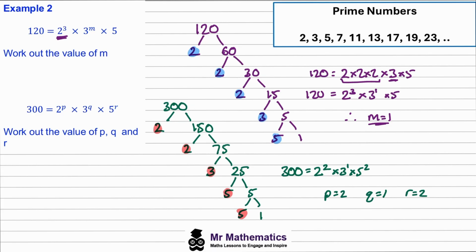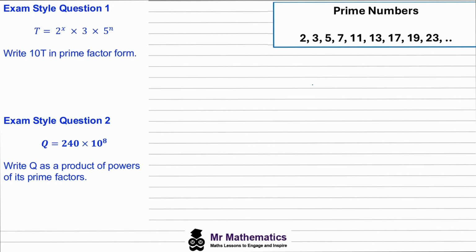So in the next set of examples, we're going to try some exam style questions. In our first exam style question, we're given that T is a product of 2 to the x times 3 times 5 to the n, and we need to write 10t in prime factor form. So do you want to give this question a go yourself? You can pause the video and come back when you're ready.